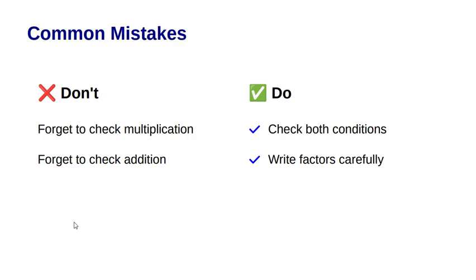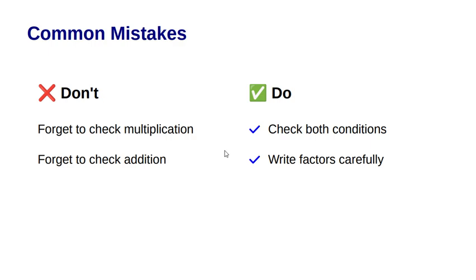Okay, first off, common mistakes. This is what I did on my geometry exam, because yes, you did need to factor, and I made those mistakes. Don't forget to check the multiplication and addition, because that's really the main goal of factoring. Make sure to check both conditions and write factors carefully. So you want to write it out and make sure the two numbers add to b and multiply to c, as seen above.